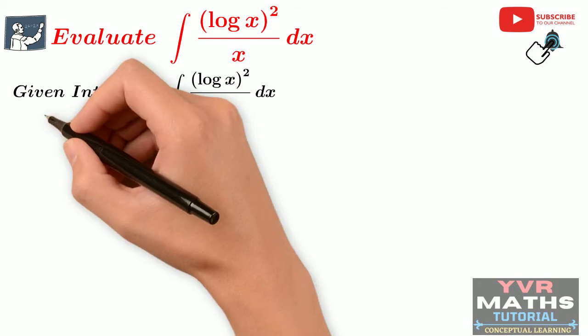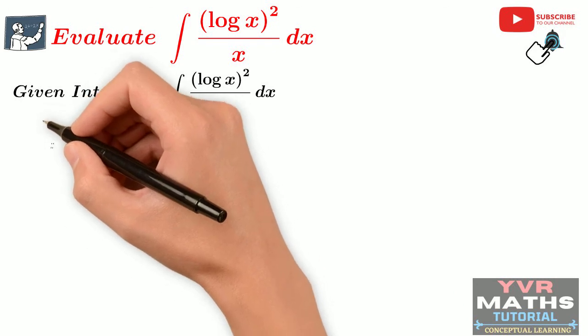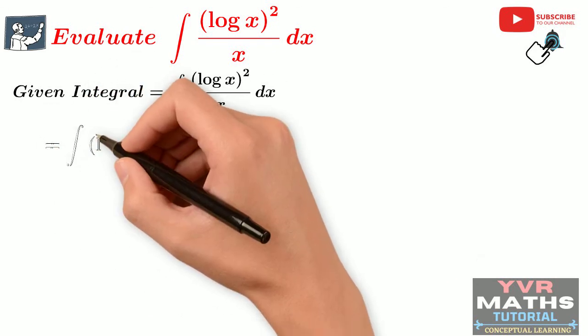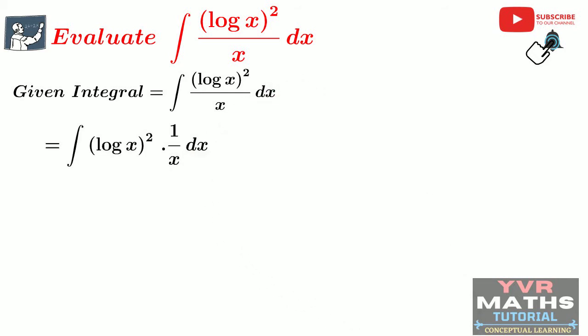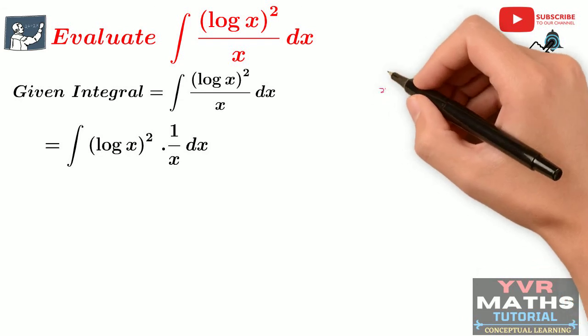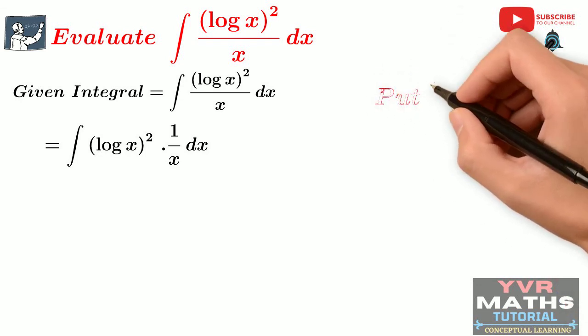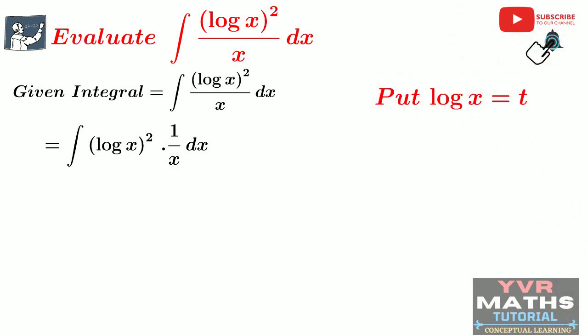Then what will we get as the new function? See here, in the next step, integral of (log x)² into 1 by x dx. Now substitute some part of the integrand as another variable such that its differentiation exists in the integral. So if you observe here, the derivative of log x is 1 by x. That's why I am considering log x as a new variable. So put log x equal to t.